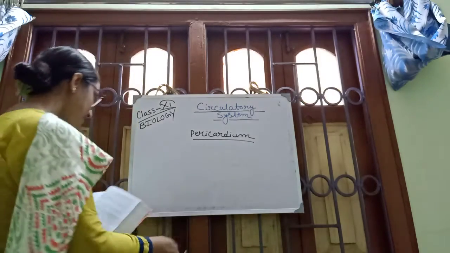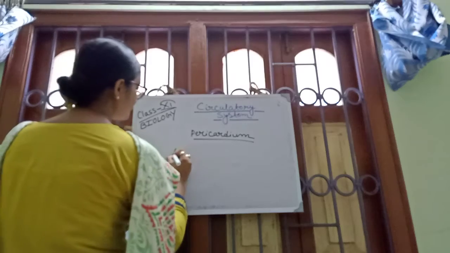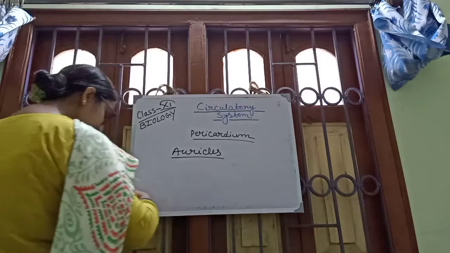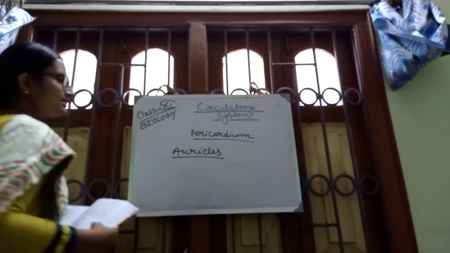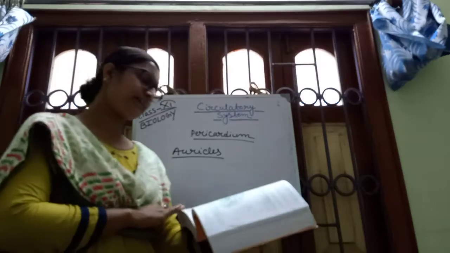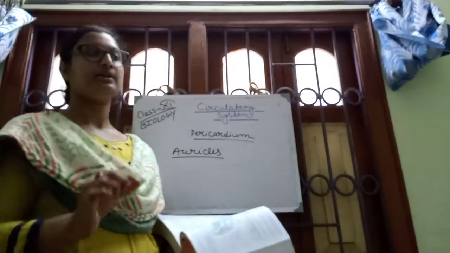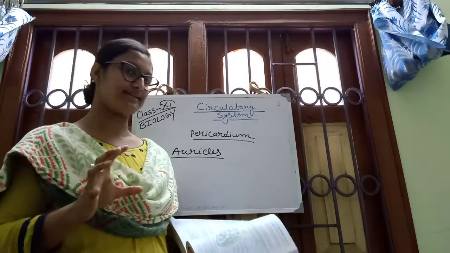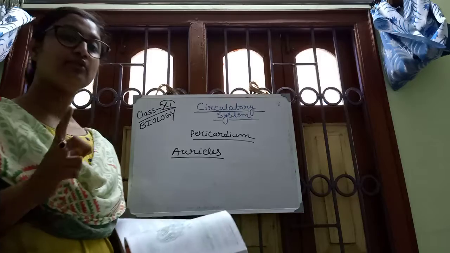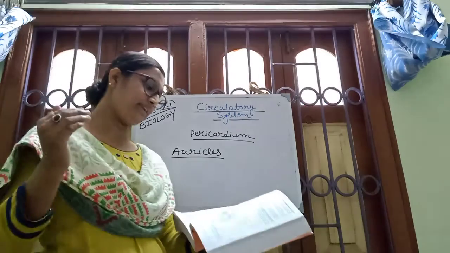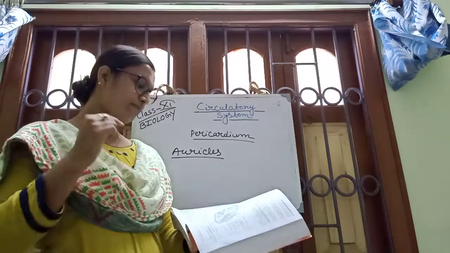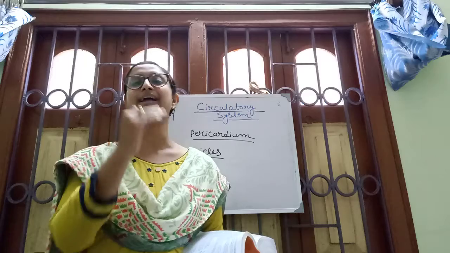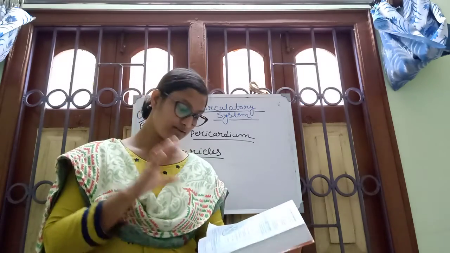The first one I am discussing here is the auricles. The auricles are separated by the thin interauricular septum. In the lining of the septum, an oval depression is present. This depression is called the fossa ovalis. The remnant of the embryonic aperture is called the foramen ovale. The two terms are very important: the fossa ovalis and foramen ovale. Please read the book properly.